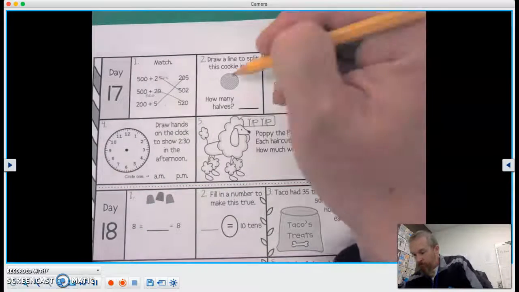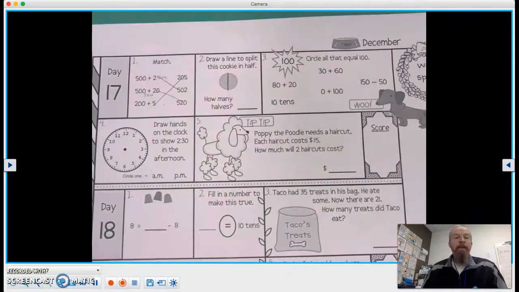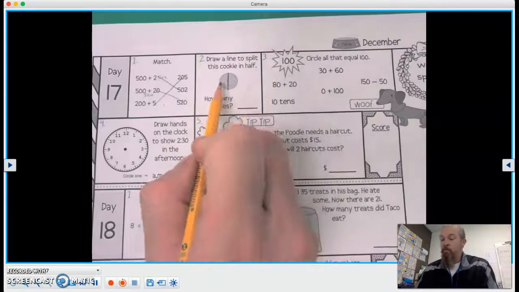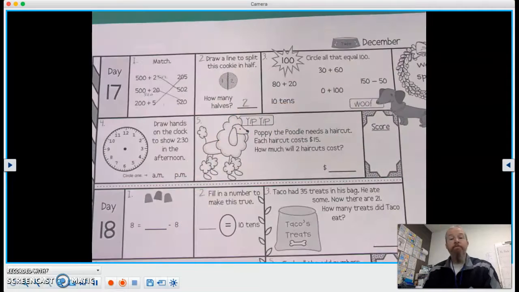All right. Draw a line to split this cookie in half. Okay, so let's just split it right down the middle. Now, how many halves do we have? 1, 2. So we have 2 halves. Okay.